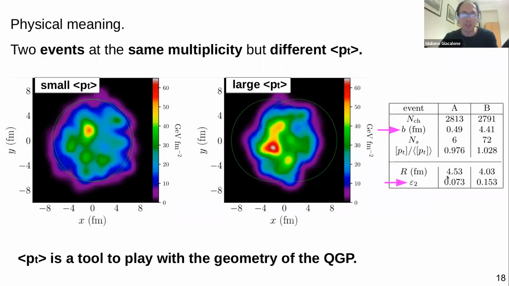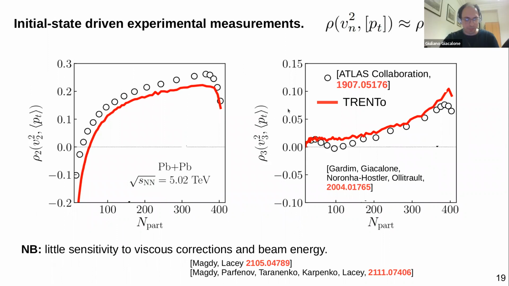As you move from this to this, you're changing epsilon2, actually in this example, by a factor of 2 essentially, which means that you expect some correlation between mean pT and V2 with this way of shrinking or expanding your system at fixed multiplicity. This has been measured. This is an observable.